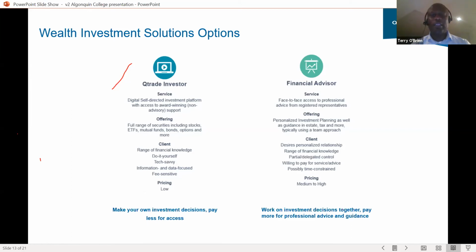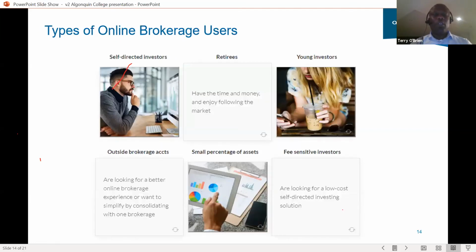So now I'm going to look at the different types of online brokerage users. First we have self-directed investors. I touched upon that a little bit before. These are people that are very knowledgeable about investments. They want control over their investments. They follow the markets. They know when market opportunities present themselves. So these are self-directed investors. They also are very fee sensitive. So they want to keep their own control over their investments, but they want to keep their fees low. And that's the reason why they do self-directed investing.